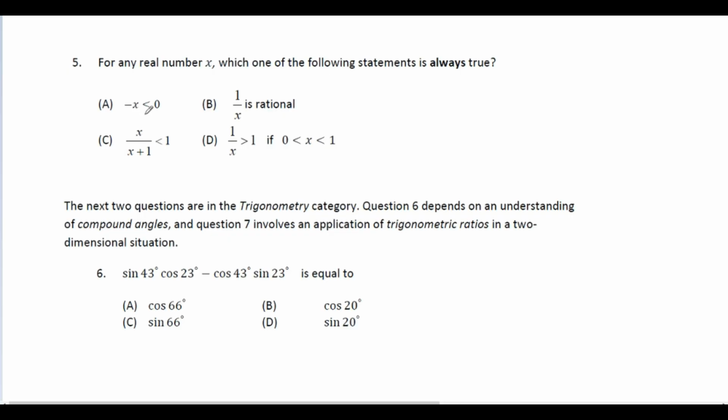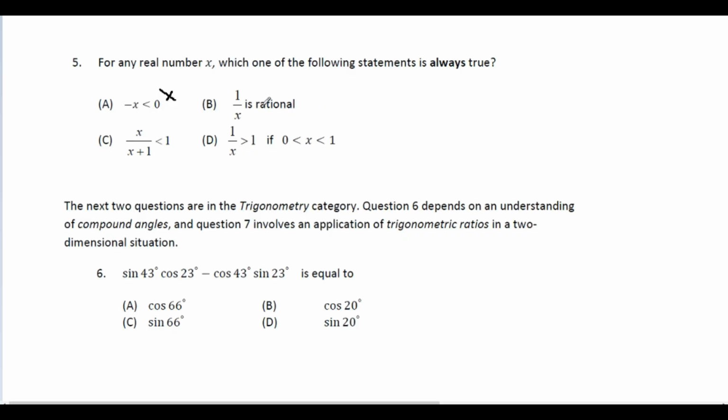So the first one, this says false, because any real number, so that means negative numbers are real numbers as well. So if you substitute minus 2 in, minus x becomes positive 2. So you're left with positive 2 is less than 0, which obviously isn't true. So therefore this one's wrong.